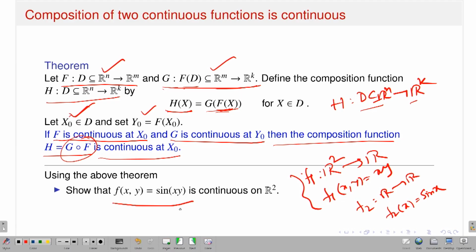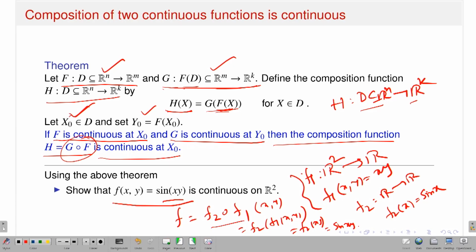Now I can write my f, which is nothing but f2 composed with f1. So if f1 acts on xy, this is f2 of f1 of xy, and f1 of xy is x times y, so this is f2 of x times y, and f2 means sine of xy, and that is exactly the function. So therefore I can write my small f as f2 composed f1.